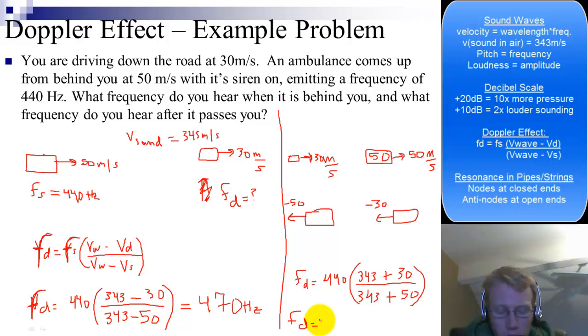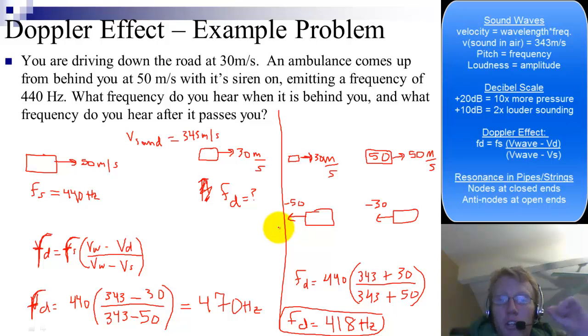And let me check this real quick. Just to verify, 343 plus 30 is 363 divided by 373 divided by 393. Your conversion factor is 0.949 times 440, and you get 418 hertz. Okay, so you can see that once it passes you and it's going away from you, you're going to get a lower frequency. Again, make sure you know the sign convention.